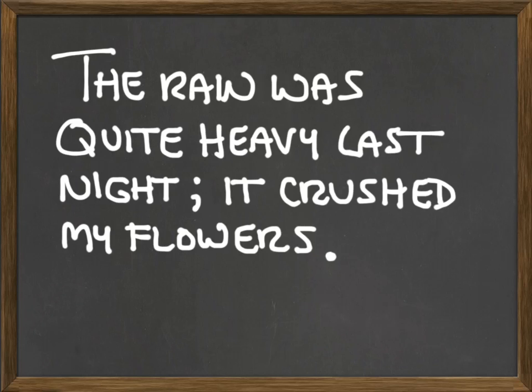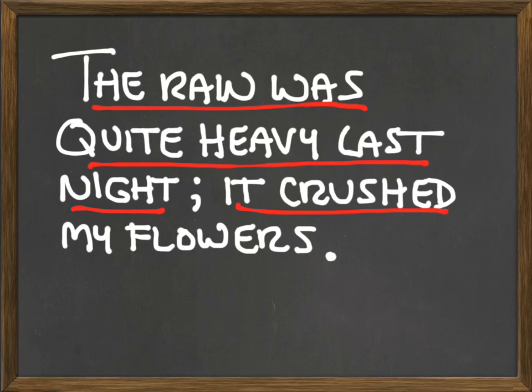Here is a correctly formulated sentence with a semicolon. The rain was quite heavy last night; it crushed my flowers. The rain was quite heavy last night is an independent clause. It crushed my flowers is an independent clause. The semicolon is located between those two independent clauses, and it refers to rain.